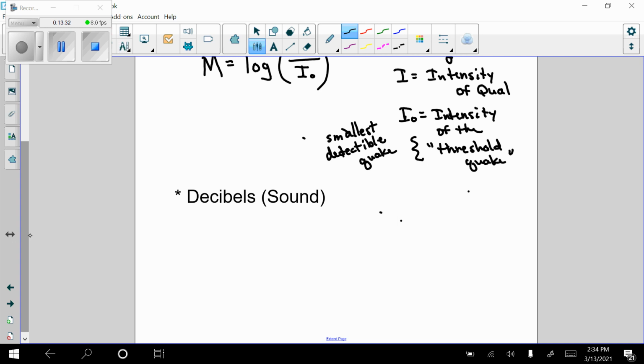Okay, so for sound decibel, the formula looks like this. This stands for decibels, and it's equal to 10 log 10 of I over I sub 0. Those I variables mean exactly the same thing as they do for the earthquake. And the capital D, capital B, is just the abbreviation for the decibel level of the sound.